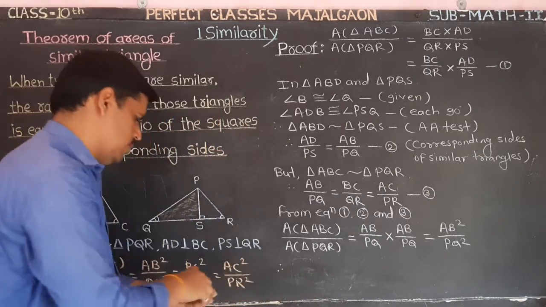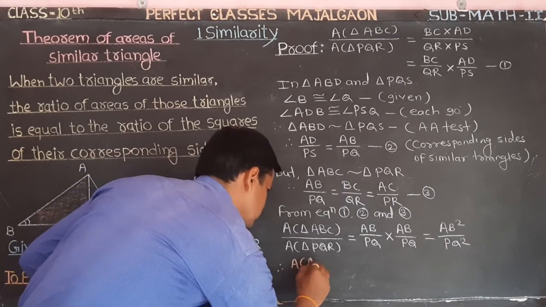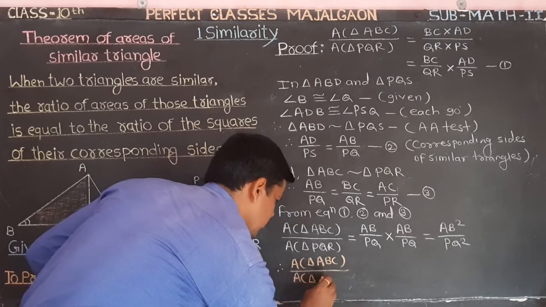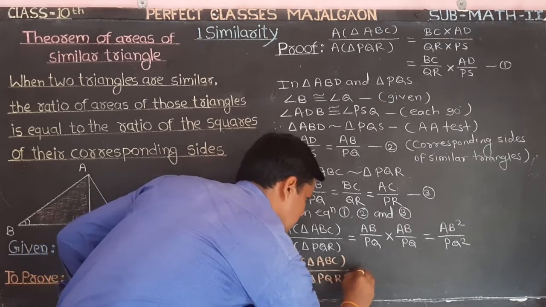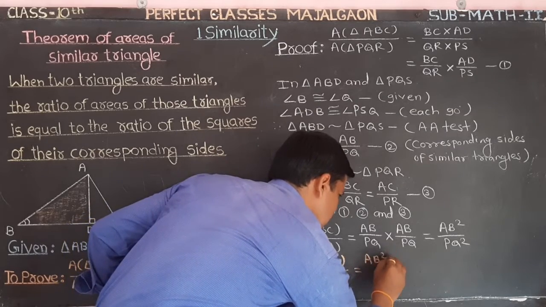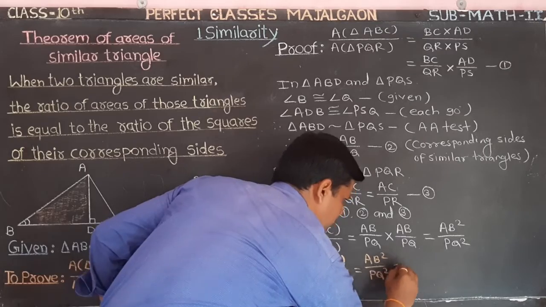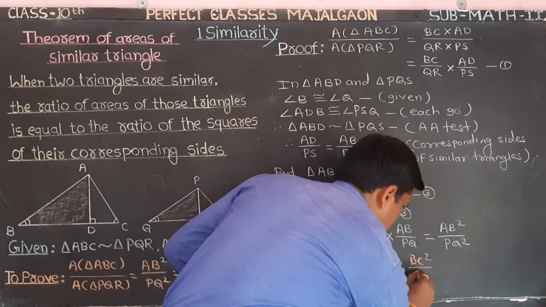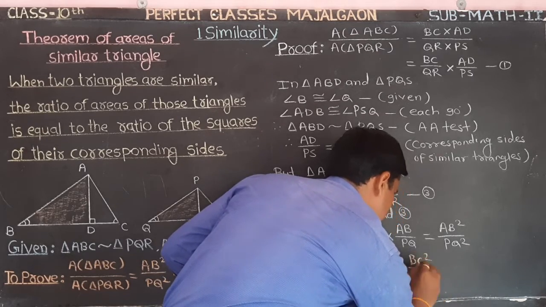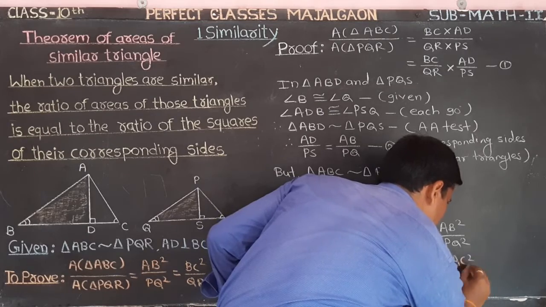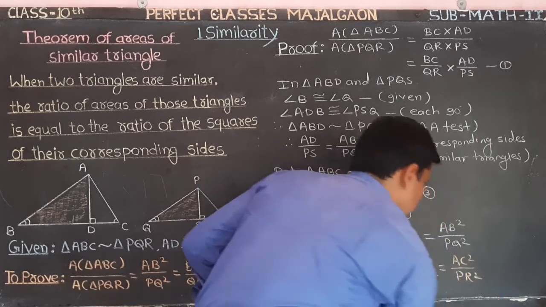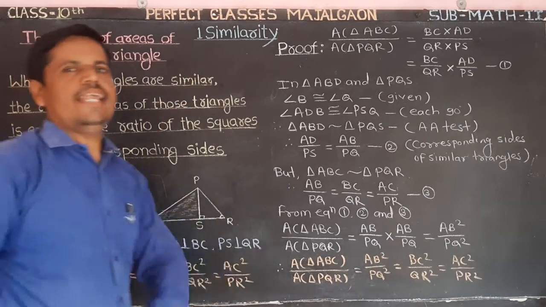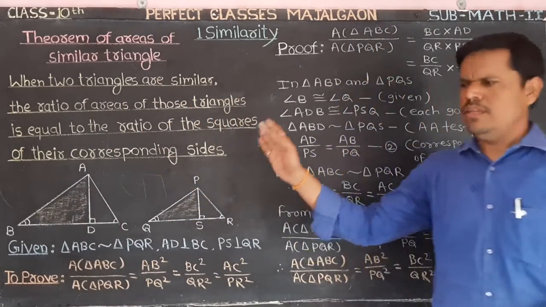Therefore, we will prove. What is the proof? Area of triangle ABC upon area of triangle PQR is equal to AB square upon PQ square, is equal to, in the same way, BC square upon QR square, is equal to AC square upon PR square. This is the theorem we can prove. This theorem is known as the theorem of areas of similar triangles. This is the most important theorem.